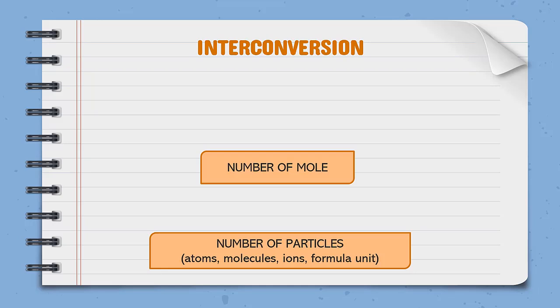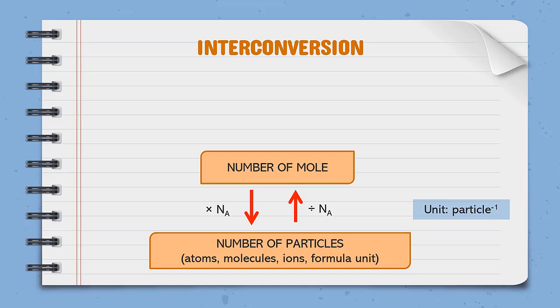The number of particles can be determined by multiplying the number of moles with the number we mentioned earlier, called the Avogadro constant, 6.02 × 10 power of 23. Once you multiply the number of moles with the Avogadro constant, it depends on the question. If the question asks for atoms, then the unit is per atom. If the question asks for molecules, then the unit is per molecule.